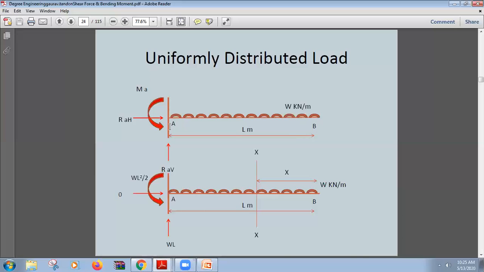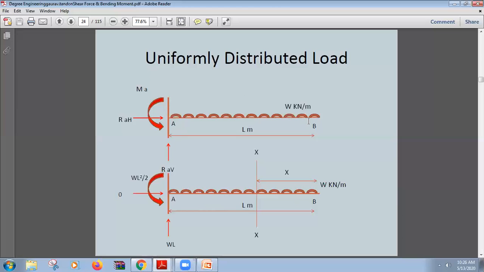So we will find that reaction R will be upwards, because you can see the force is acting here. So this is acting here, W into L, and the reaction RAV will be W into L. So the force will be acting vertically upwards, and again shear force will be positive. Similarly, the case will be bending moment. Bending moment will again be negative.